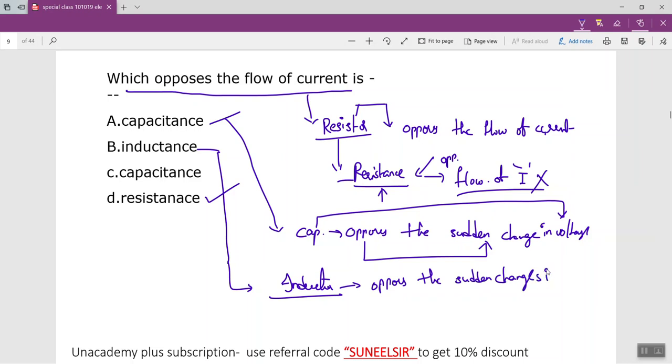Inductance opposes the sudden changes in current. Some students who do not belong to electrical or electronics engineering will get confused on this.